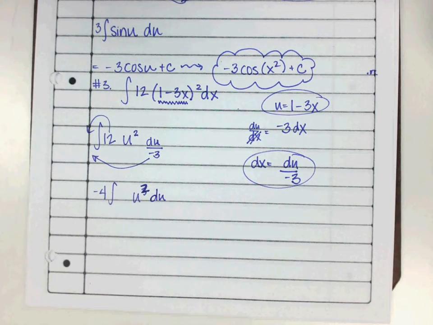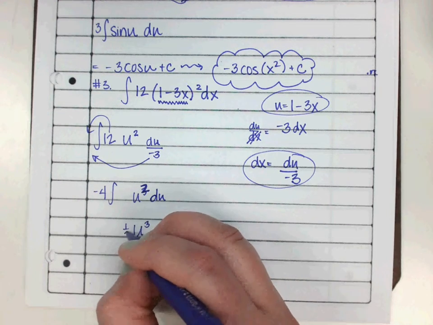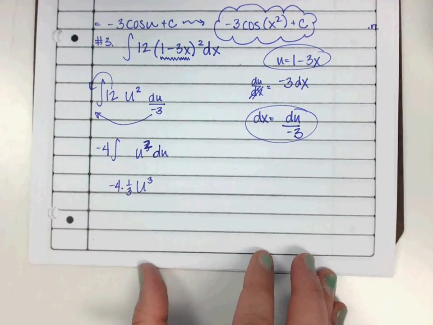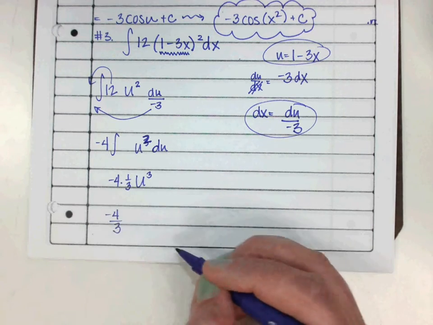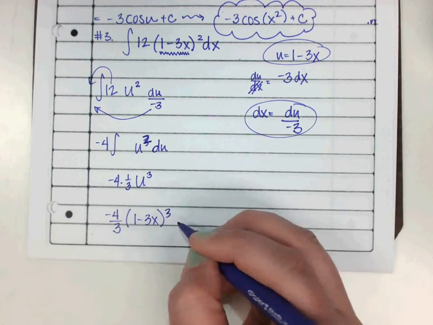So, what's the antiderivative of u squared? I add 1, so I get what? u to the 3, and then a third. What did I already have in the front? Negative 4, which means what's that fraction in the front? Negative 4 thirds. u switches back to a (1 minus 3x) cubed plus c.